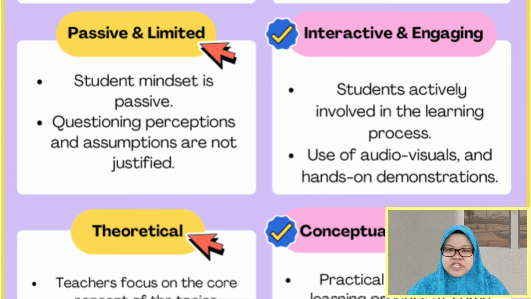Next, the traditional teaching method is passive and limited. It means that during the class, students' mindset is passive, which is they only accept the teaching materials into their mind without discussing the materials with the members of the classroom. So, questioning perceptions and assumptions are not justified, which is the students do not have the opportunities to question the teacher as the class emphasizes passive classroom or passive learning.